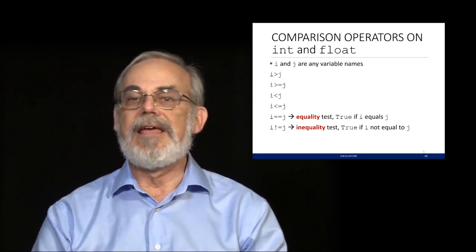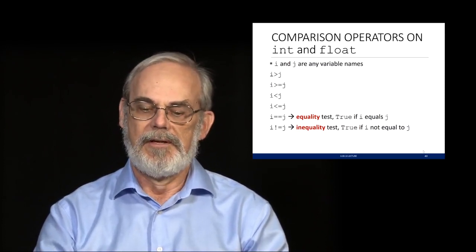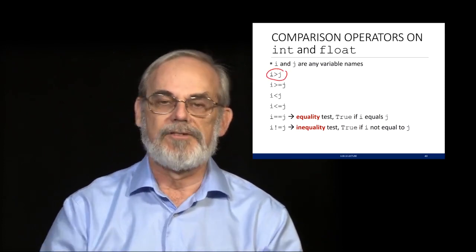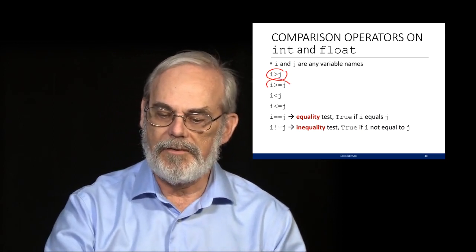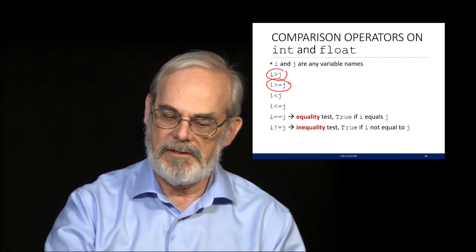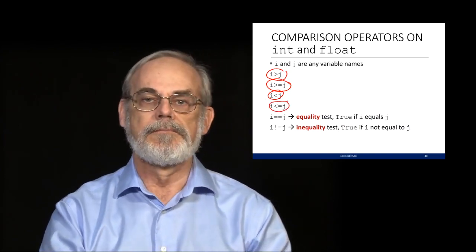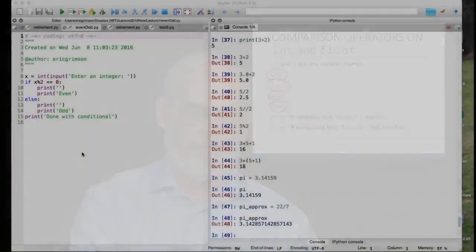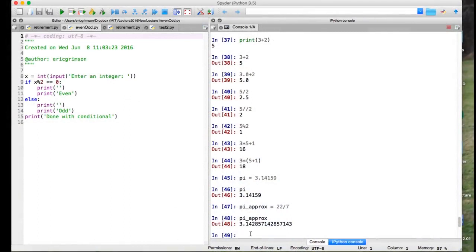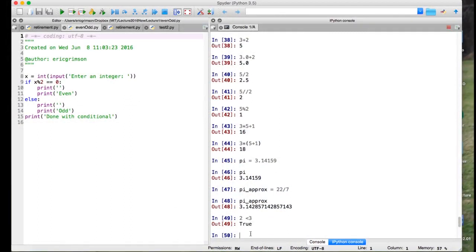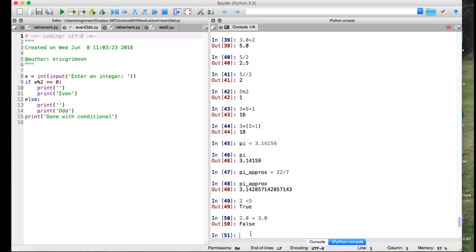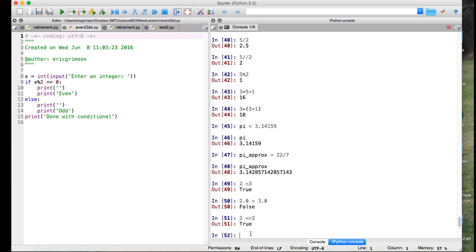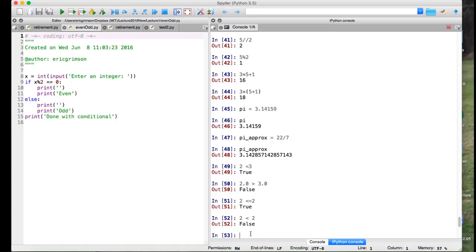If i and j are any names of variables, they have values as numbers, then we have ways of testing if something is greater than something else, if something is greater than or equal to something else, less than, or equal. So is 2 less than 3? And if I do a simple example over here, 2 less than 3 returns true. That's good. 2.0 greater than 3.0 returns false. Also good. Is 2 less than or equal to 2 returns true. On the other hand, is 2 less than 2 returns false.